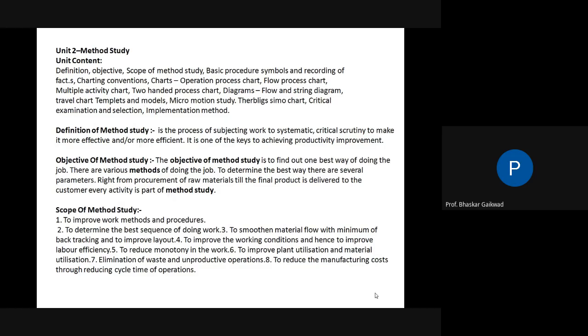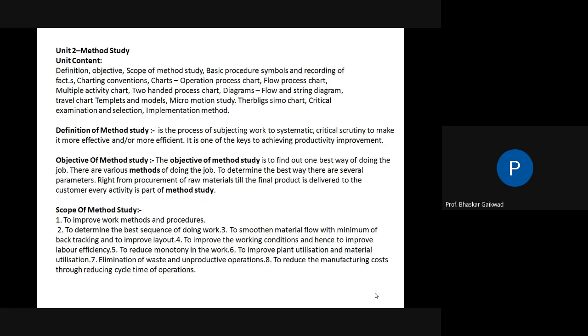So these are the objective and ultimate aims: to increase production, productivity, and reduce the cost. Now, next point, what is the scope of method study? The first scope is to improve the work method and procedures.